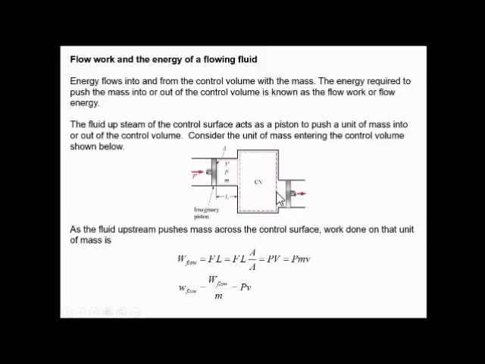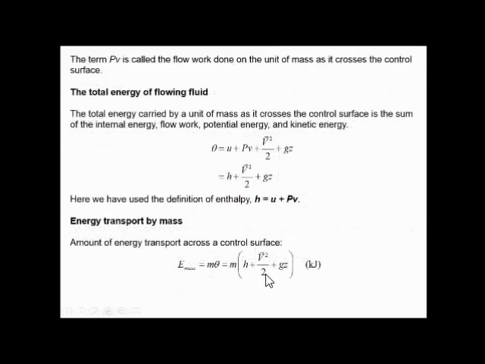So W flow will be F L, or you can say F L into A by A, or P times m times v, pressure into mass into volume. So W flow by m, the specific flow work, or flow work per unit mass, is given as P into v. Now this term Pv is called the flow work. You should remember this: Pv is the flow work done on a unit of mass, per unit mass.